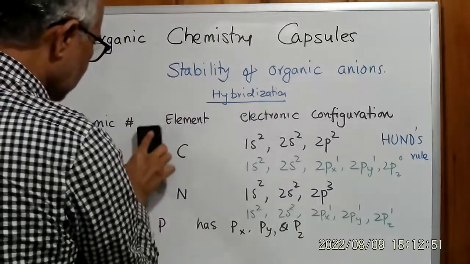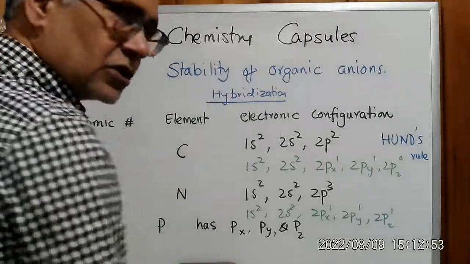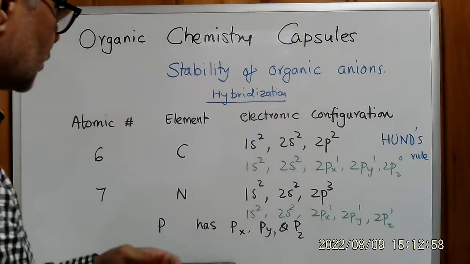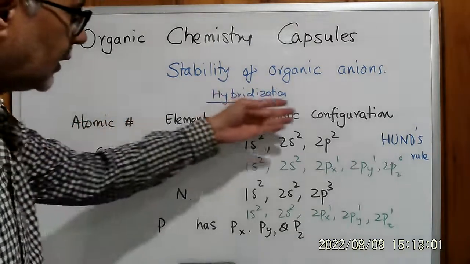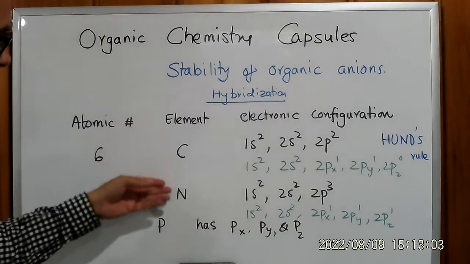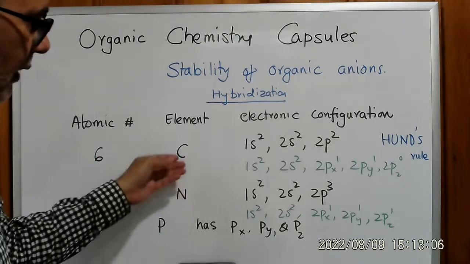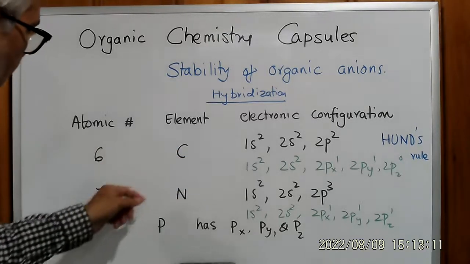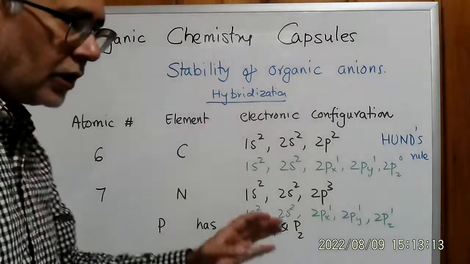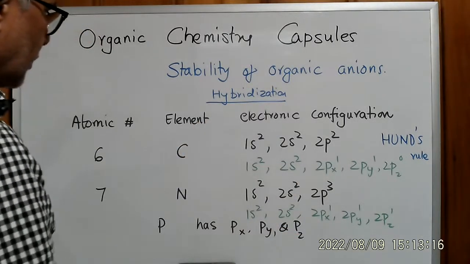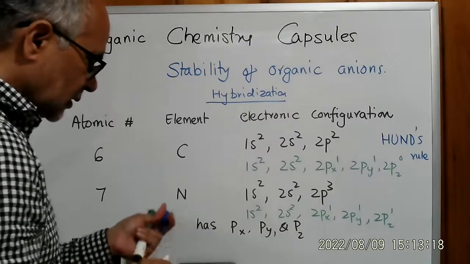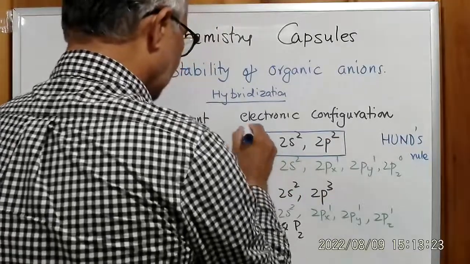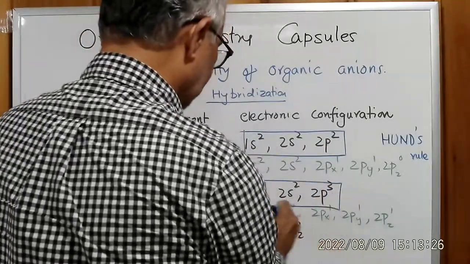What is the origin of this concept of hybridization? How did this come up? Let's go back to the basics. I have already written this bit here. Carbon and nitrogen, just to compare, are two elements next to each other in the same row: atomic number 6, carbon, and atomic number 7, nitrogen. The electron configuration of carbon and nitrogen, in simplest terms, we can write like this. You are already aware of this from my previous class.